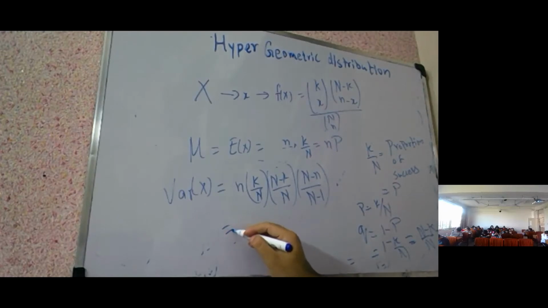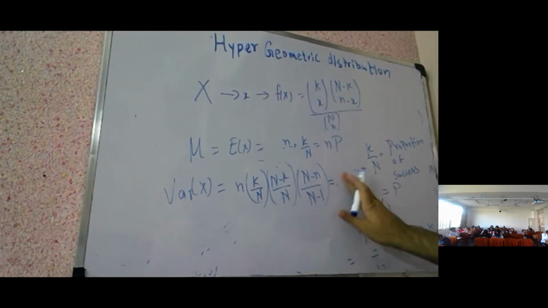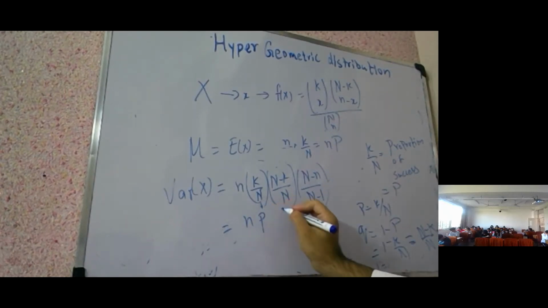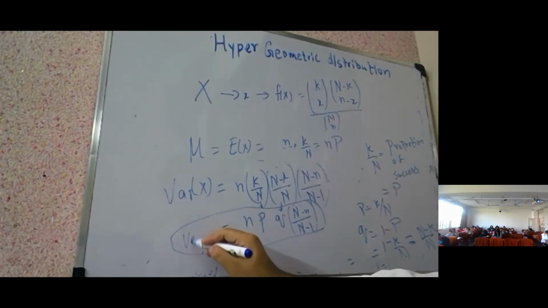So can I write this one as npq, just like in a binomial? Oh, I can just write n, p, q, and n minus n upon n minus 1. So this is the difference between the variance of a hypergeometric and the variance of a binomial, right?